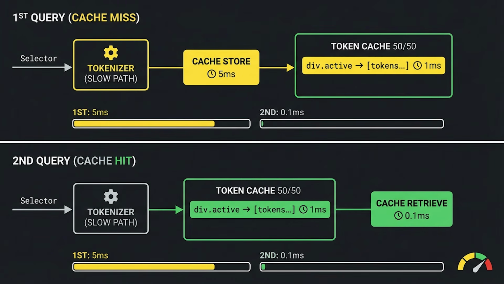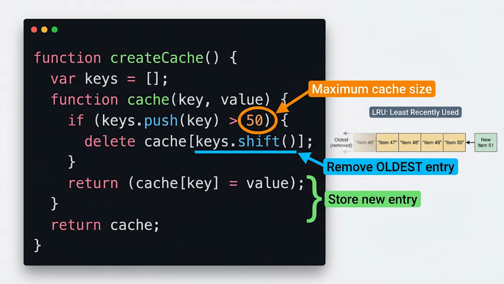But here's the insider knowledge that very few people know about. jQuery maintains a token cache. Every time you parse a selector, the tokenized result gets stored. The next time you use the same selector, jQuery skips the entire parsing process and grabs it from cache. The cache uses a clever trick. It stores a maximum of 50 entries, and when it exceeds that, it deletes the oldest entry. This is a basic LRU, least recently used, cache implemented in about 10 lines of code.